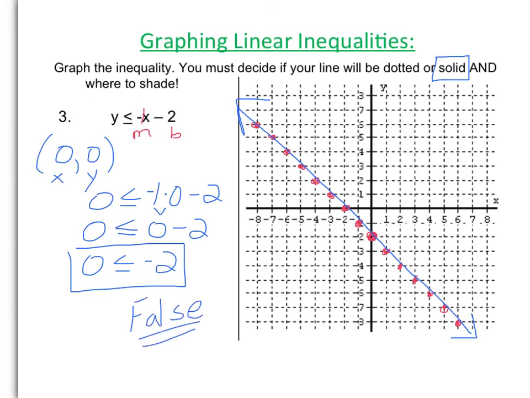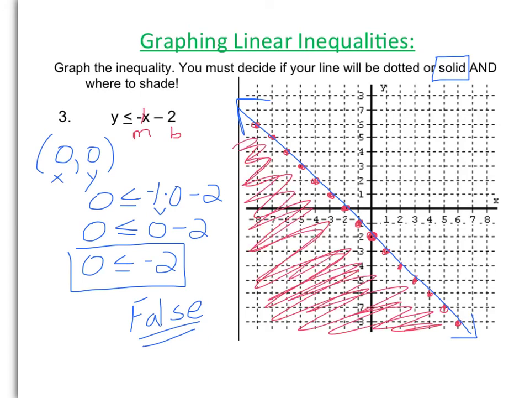So what I've just determined is this point 0, 0 gives me a statement that's false, which means this point is not a solution, which means I can't color on this side. I have to color on the other side. So I'm going to be shading here. All of the solutions to this inequality exist over on the left.